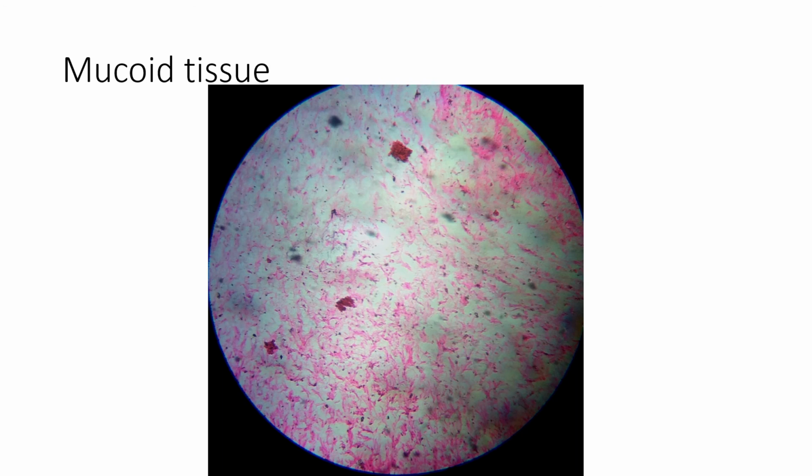So what is connective tissue? Connective tissue is the connection between several tissues, and a name is given to it. The embryonic connective tissue is named mucoid connective tissue. This mucoid connective tissue you can mainly see in the umbilical cord.